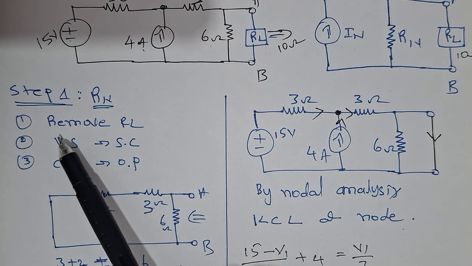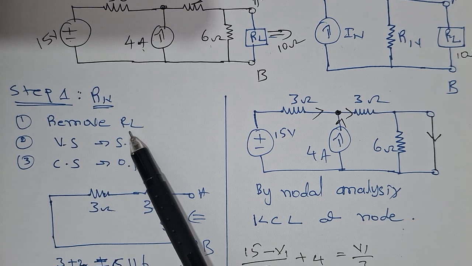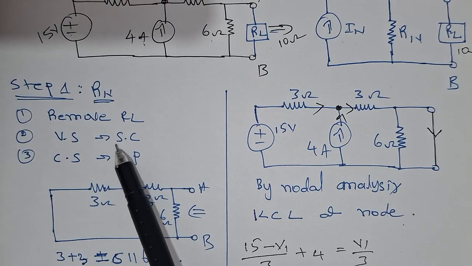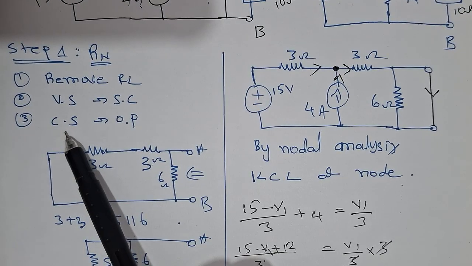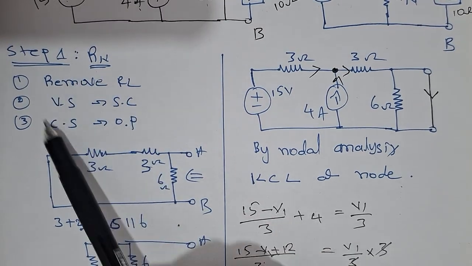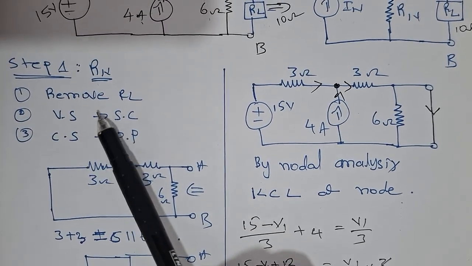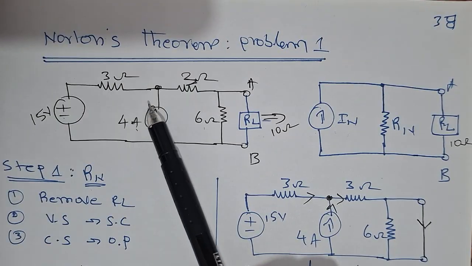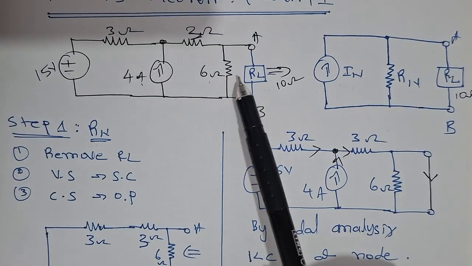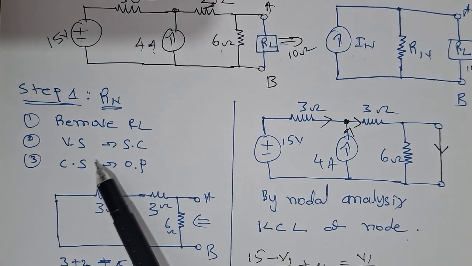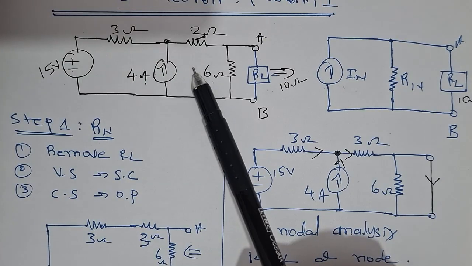So what are the steps? Remove the load resistance; if there is any voltage source, we must short circuit it, and if there is any current source, it should be open circuit. So these three steps are very important to find the Norton resistance for a given circuit diagram. So we have a load resistance here, a voltage source and a current source. So apply the three steps to this circuit.